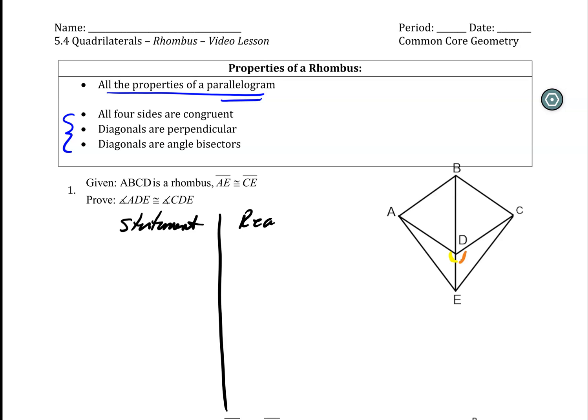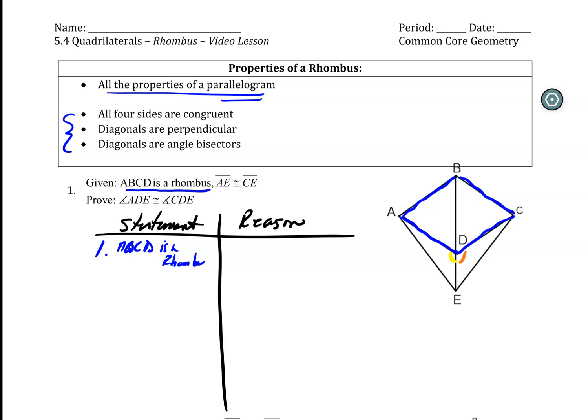So let's get ourselves a proof here. Statement, reason. Since I'm just looking for these two particular angles, they tell me that ABCD is a rhombus. So they're telling me that this figure here, ABCD, is a rhombus. So right away, I've got all those 8 properties that are there. So the first one is that ABCD is a rhombus, and that's a given.